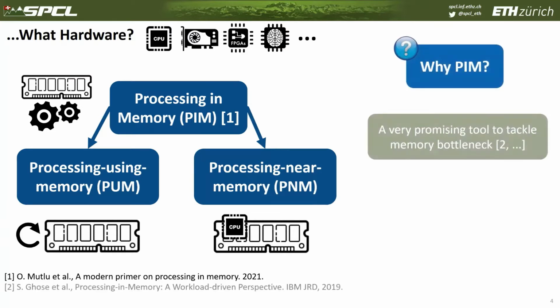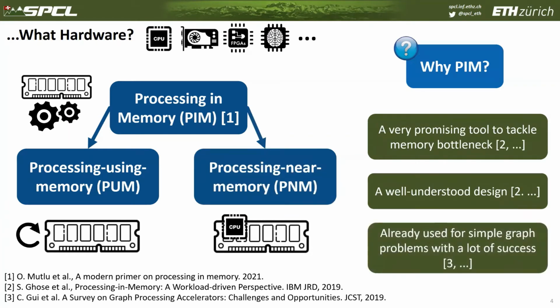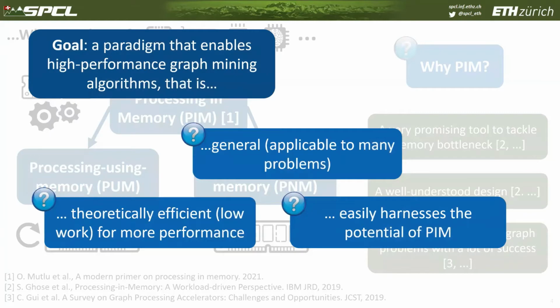Now, why PIM? We decided on using PIM because on one hand, it's a very promising tool to tackle memory bottlenecks. That was illustrated in numerous past works. On the other hand, it's quite well understood, while still being something that has a lot of undiscovered potential. And finally, it's also been used successfully for speeding up simple graph algorithms such as PageRank, and we would like to actually take a look at how this can fare in the context of complex graph mining. So with these PIM architectures, we want to use them as a use case for our paradigm.